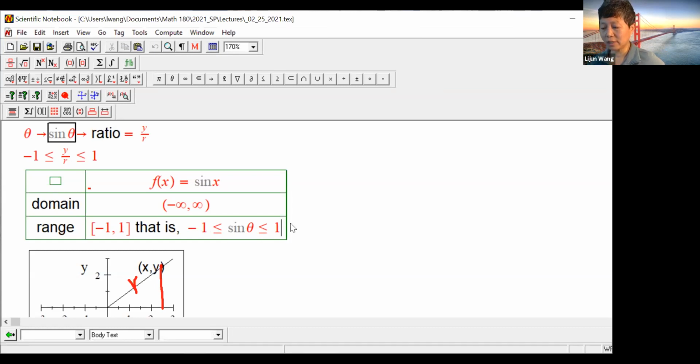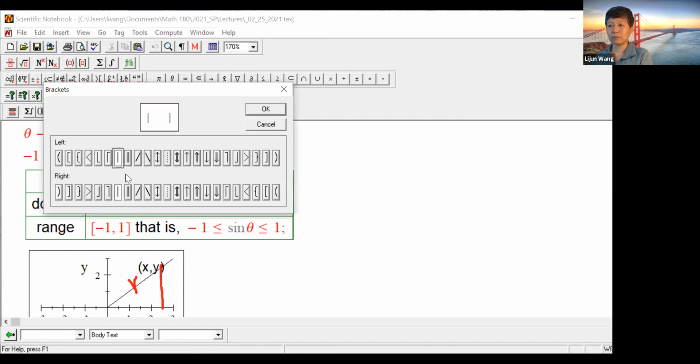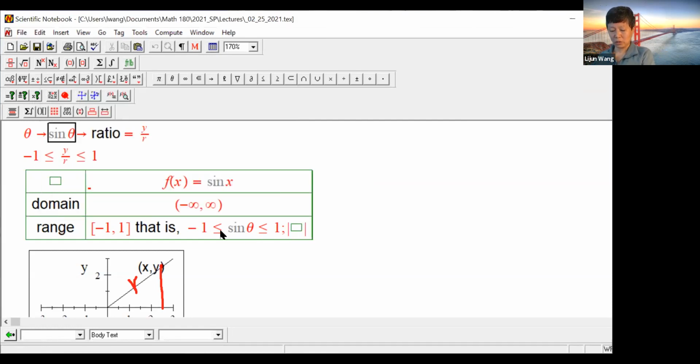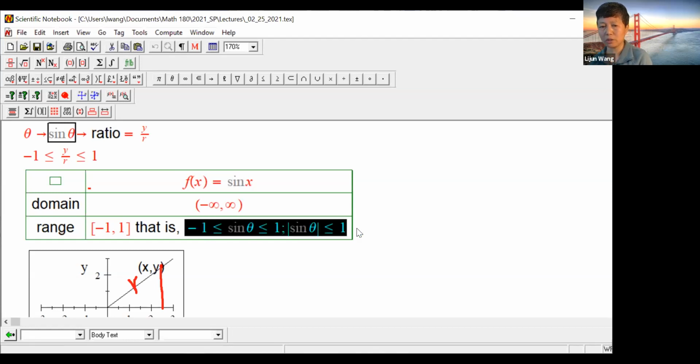And of course there's another form. We are near the end of the class, but of course the study is not going to be over. So the absolute value of sine of theta is less than or equal to 1. So these two forms are the preferred forms. I will be testing you guys left and right over and over and over again.